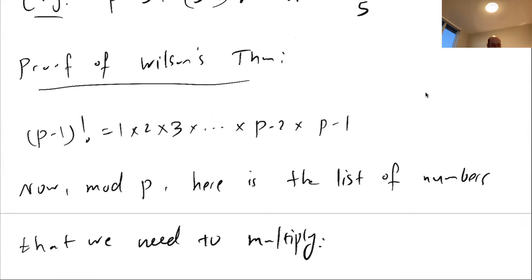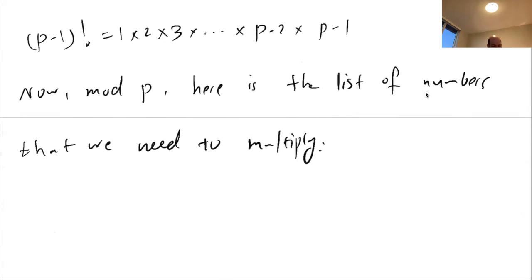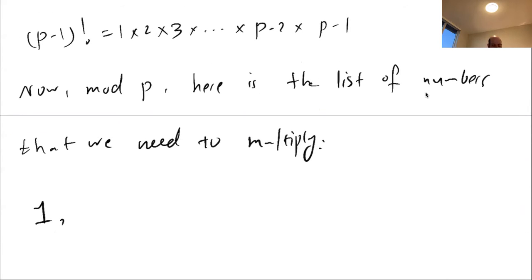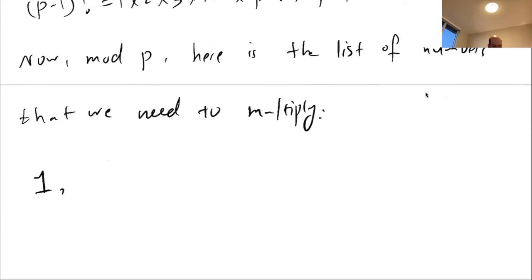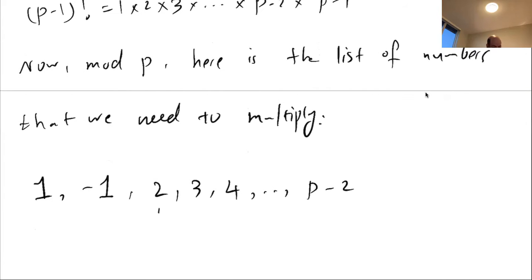Now, which numbers do I need to multiply? Look at the list of numbers that I have to multiply: 1, then 2, 3, all the way to P minus 2 and also P minus 1. The first number is 1. The last number is P minus 1, and remember every calculation is mod P, so P minus 1 mod P is minus 1. What about the other numbers, 2, 3, 4 to P minus 2? In total, I have P minus 1 numbers. Apart from the first two numbers, how many are left? This is P minus 3 numbers.